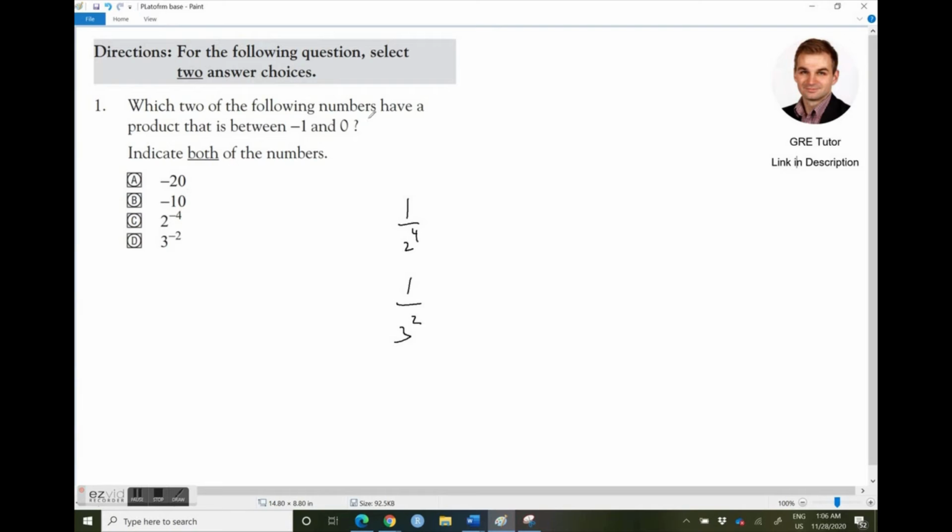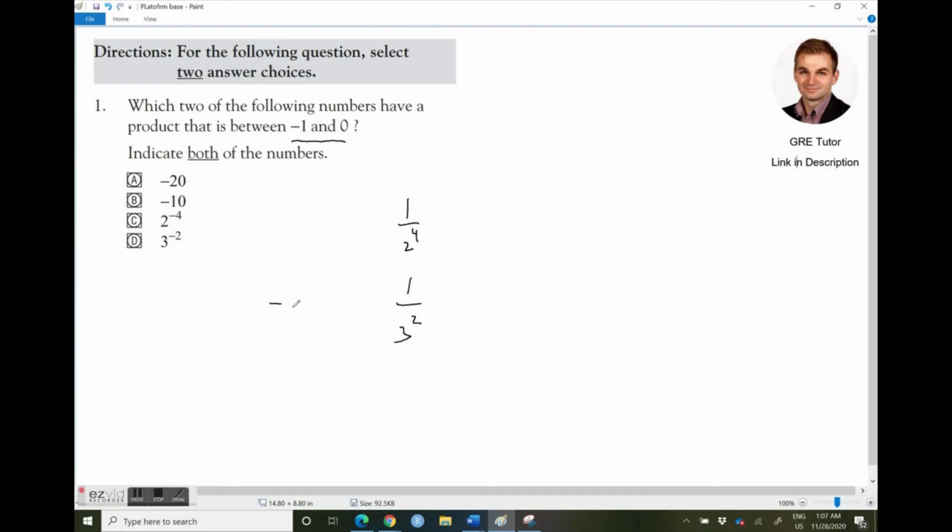Now, -20 and -10 are negative numbers, and your answer has to be between -1 and 0. So whatever your answer is, it has to be negative. So it can't be these two multiplied by each other, and it can't be these two multiplied by each other, right? Because both of those would end up with a positive number. It's got to be one of these multiplied by one of these. And now you can start looking at the different options and coming up with some answers. And quite clearly, it's going to become obvious what the right answer is.